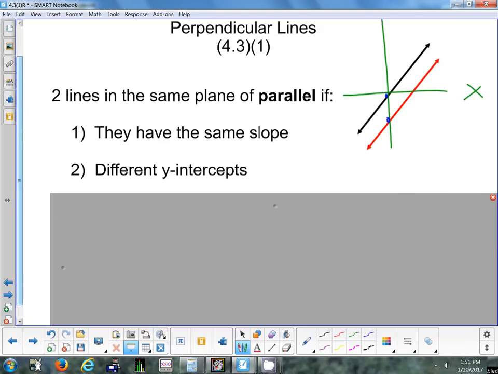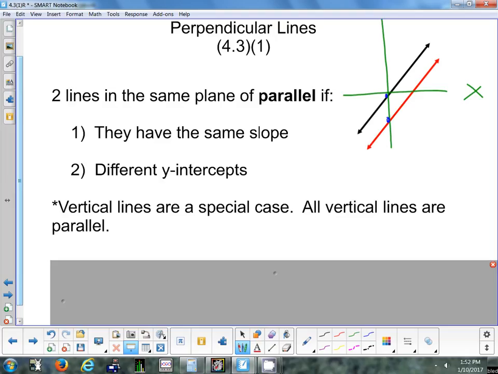Now, what about a vertical line? A vertical line is so steep it's not even a number. How do we describe the slope of a vertical line? Undefined. All right, so that's a little different. Vertical lines are so steep they're undefined. So vertical lines are kind of a special case. All you have to know about vertical lines: on your notes there's a little star. Next to that star, put vertical lines are a special case.